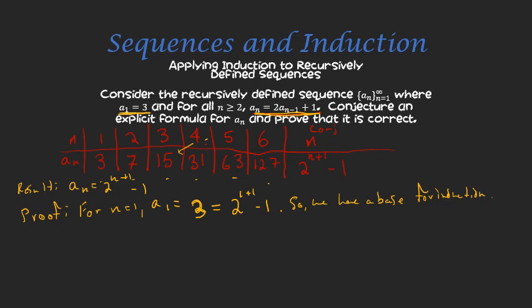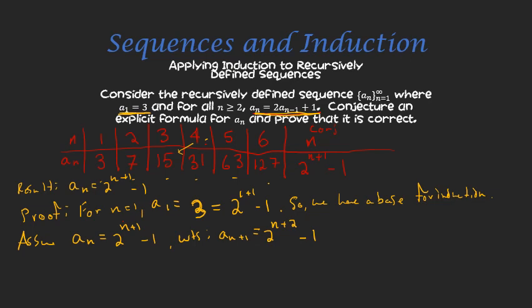So now, our time for the induction step. Assume that a_n equals 2 to the n plus 1 minus 1. Want to show that a_{n+1} is 2 to the n plus 2 minus 1. Remember, you always get the next one by just plugging in n plus 1 for n in the previous one.